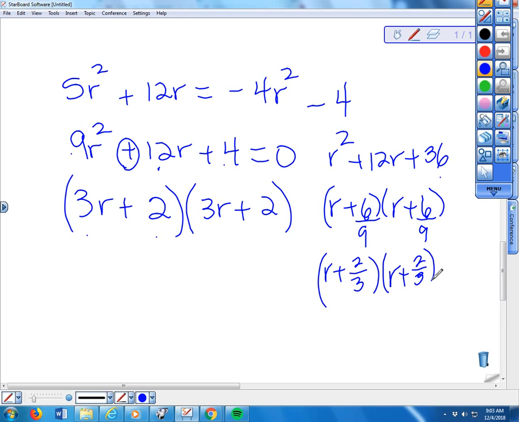So on this one, to solve, I set it equal to 0. Subtract 2, divide by 3, you get negative 2/3. And it's going to be the same here. So it's the same root twice, negative 2/3 twice. Over here, when I set r plus 2/3 equal to 0, r is also equal to negative 2/3. So you can get the same answer using both methods.